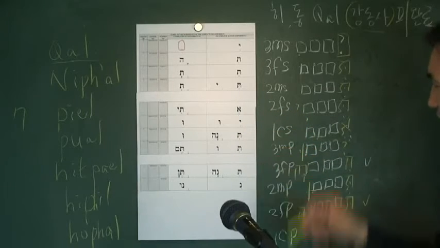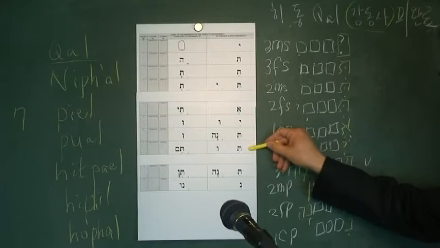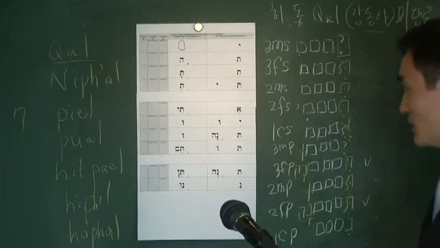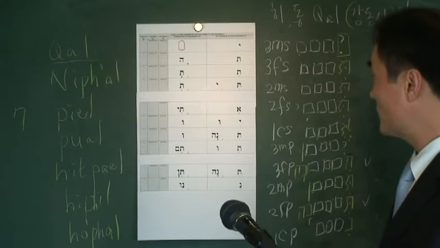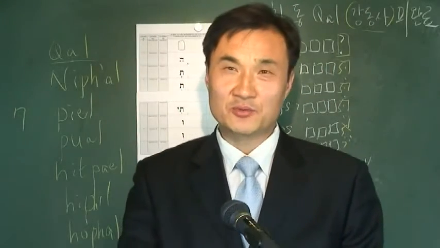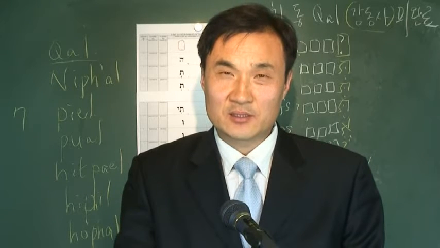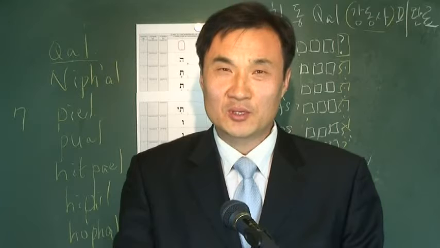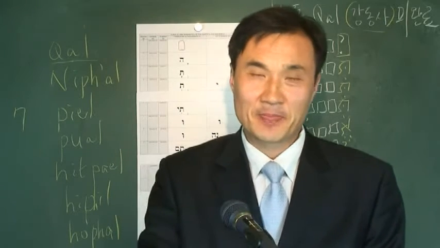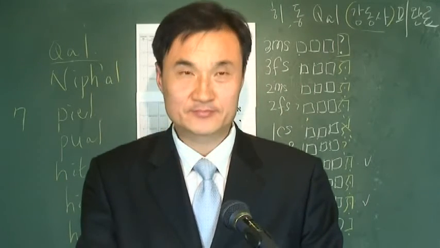Next, the plural. Yiu, tina, tiu, tina, ni. One more time. Yiu, tina, tiu, tina, ni. We must memorize the prefixes and suffixes of the perfect and imperfect forms. You may find other ways to memorize them at your convenience.